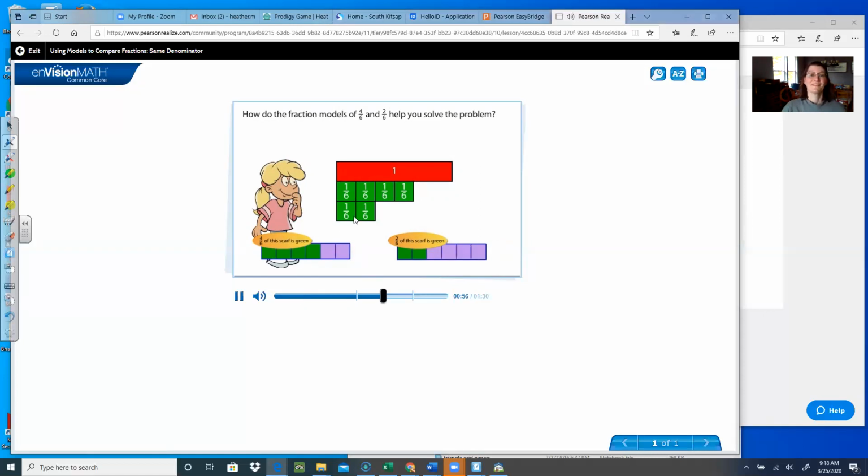You need to find which fraction is greater. You can line up the models to see which number ensures the greater fraction. Which is greater, 4/6 or 2/6? And hopefully you're all saying that 4/6 is greater. 4/6 is greater than 2/6. If two fractions have the same denominator, the fraction with the greater numerator is the greater fraction.